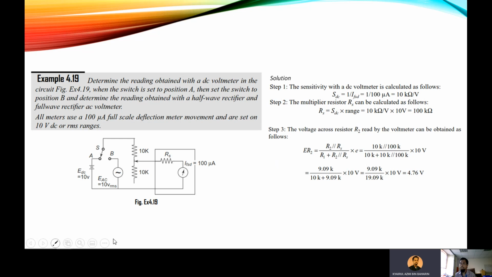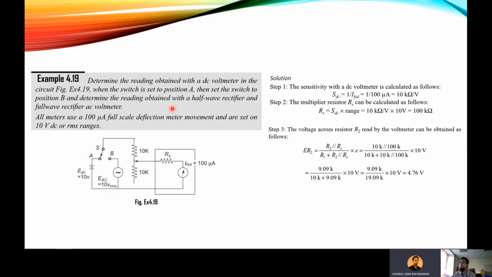Okay, in this example, we have a meter that can be used to measure both DC and AC. So let's read the question. Determine the reading obtained with a DC voltmeter in the circuit 4.19 when the switch is set to position A, then set the switch to position B. So position A, the supply is a DC supply. Position B, the supply is an AC supply.